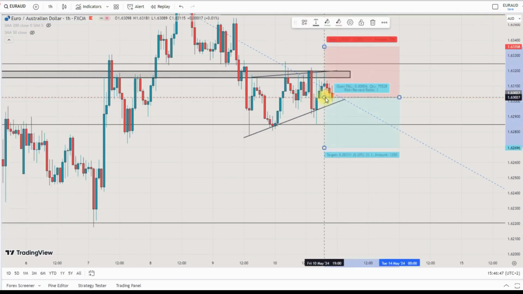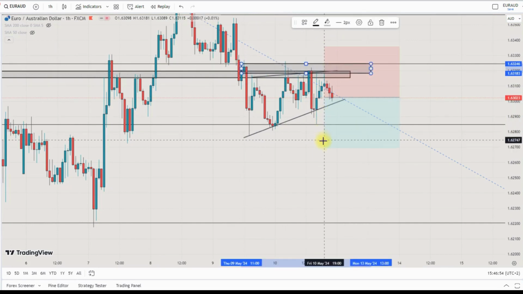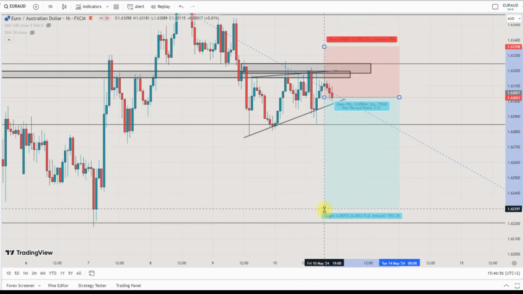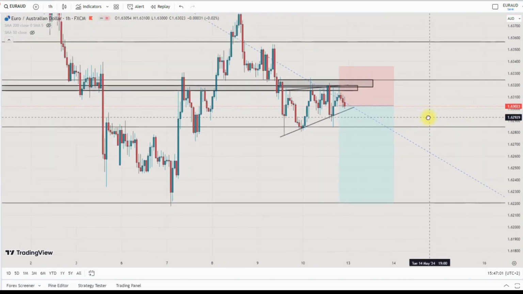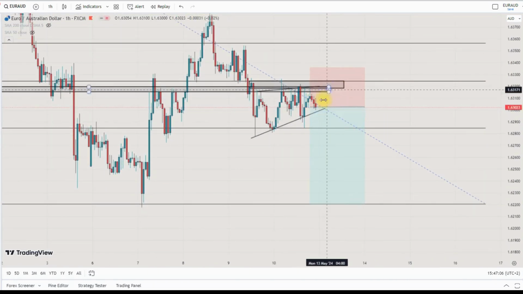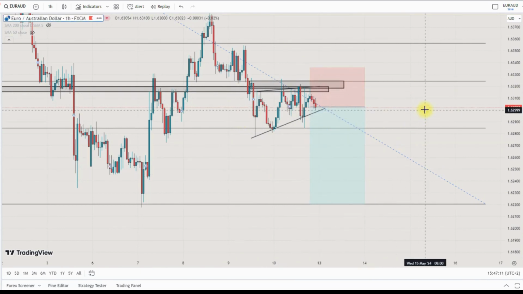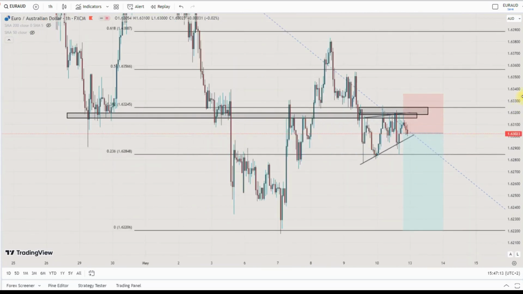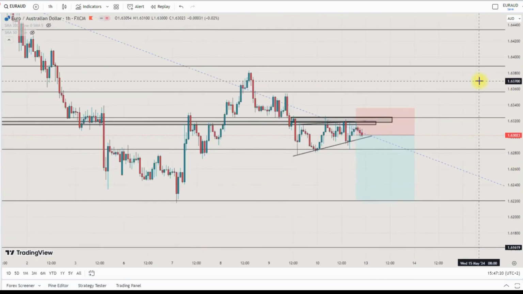If I'm shorting, I might short from here, and then my stop loss will be above this particular high, which is this price level. And my take profit will be at this particular area, which is 1:2.48 here. So let's see how price reacts to all this particular area, because the whole direction is to the downside. That is what I can see on the Euro Australian dollar.